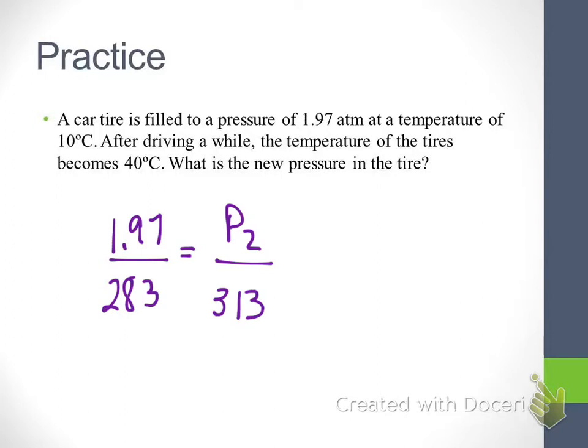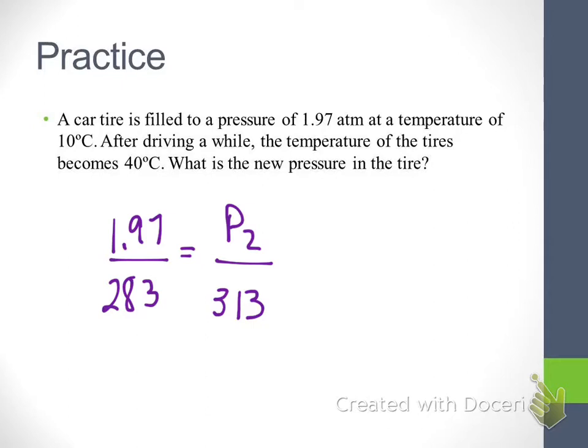Okay, as one goes up, what happens to the other one? As one goes up, they both have to go up. What is it? Direct relationship.